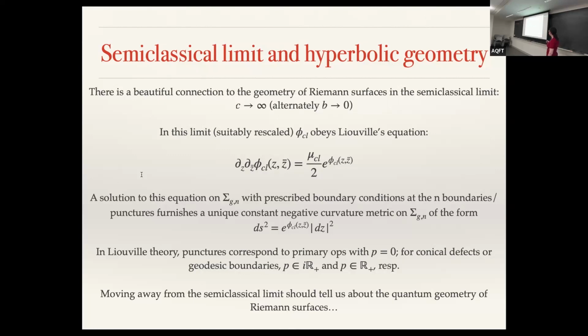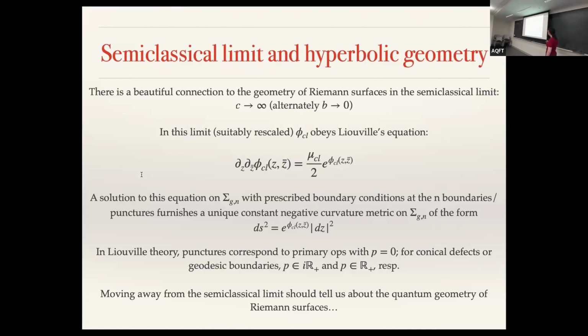So the message is that classical solutions of the Liouville equation give you constant negative curvature metrics on the Riemann surface. And in Liouville theory, the conformal dimensions of the vertex operators you consider tell you what kind of boundaries you're considering on your Riemann surface. So in the case of punctures, that corresponds to vertex operators with Liouville momentum equal to 0.